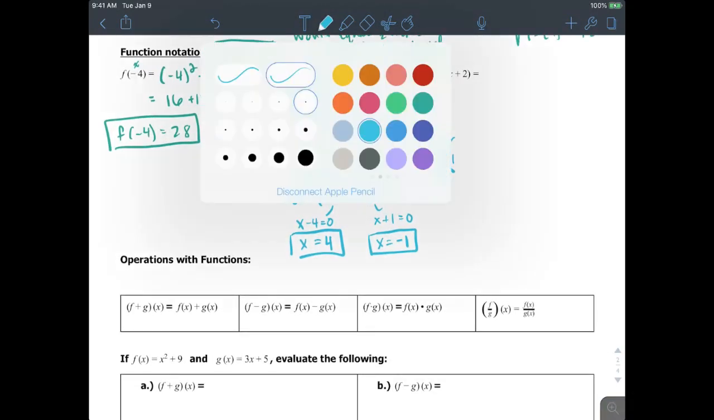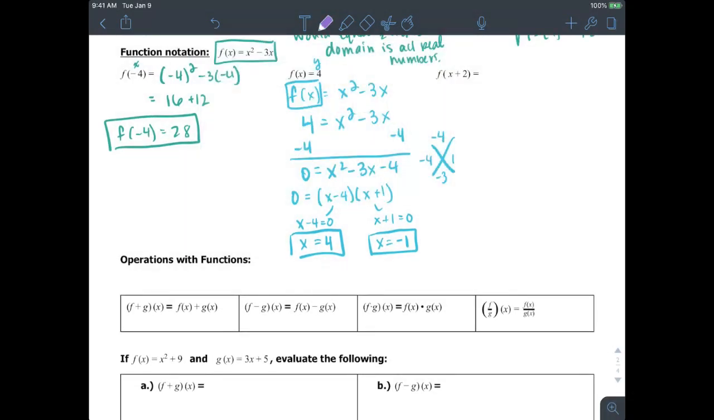Okay, the last one here, f of x plus 2. So this whole thing here is going to replace any x value. So I'm just going to write it up here. F of x is equal to, and put it in parentheses, x squared minus 3 times x. These x values are getting replaced with the x plus 2. So I get x plus 2 squared minus 3 times x plus 2.